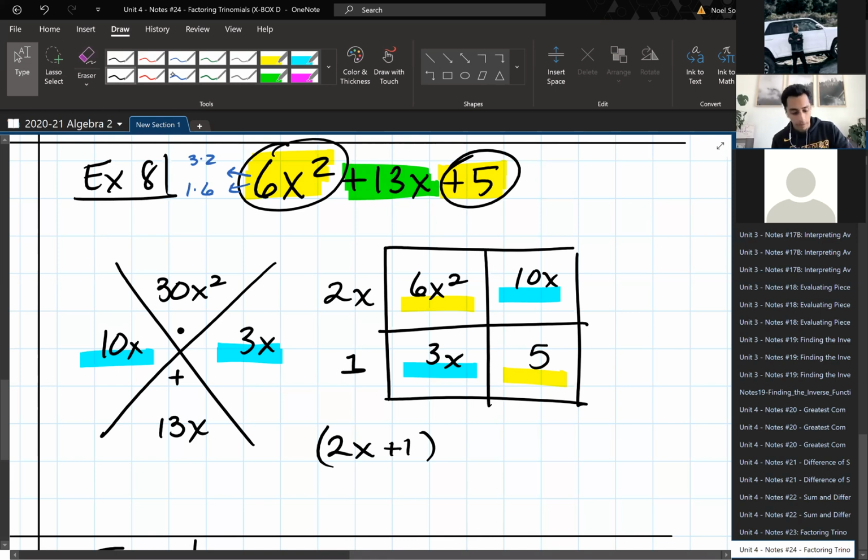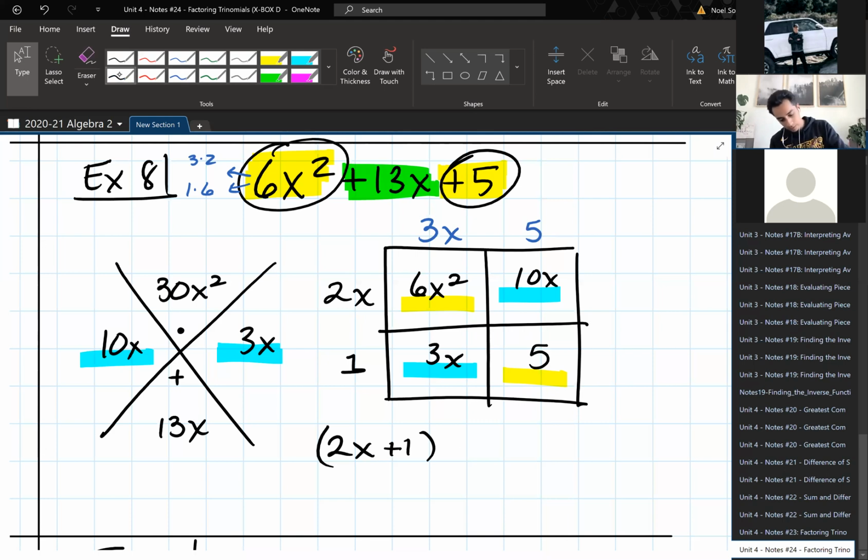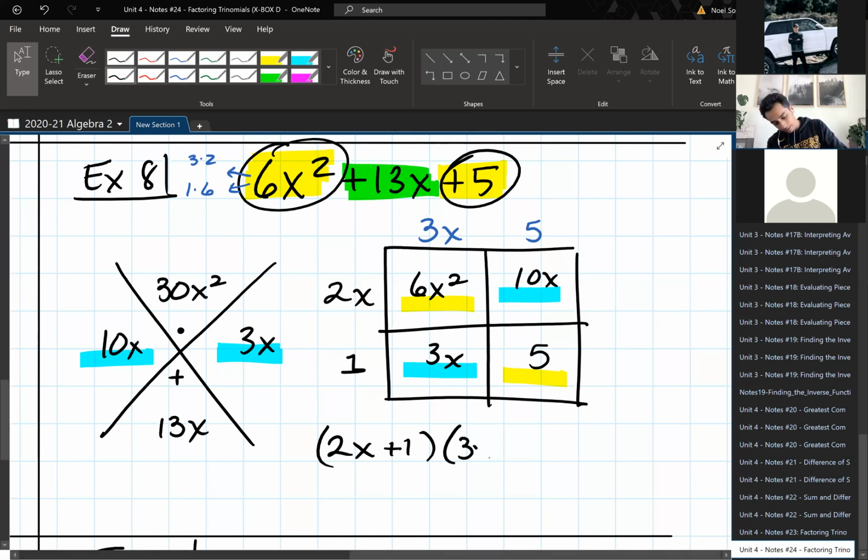Let's go on the column now. Looking at that first column, 6x squared and 3x, what is the GCF? Yeah, we have 3x, right? 3 divides 6 and 3. X can divide x squared and x. And then finally, that last column, 10x and 5. Yeah, it looks like just 5. So my next term would be 3x. That 5 is positive, so it's 3x plus 5.